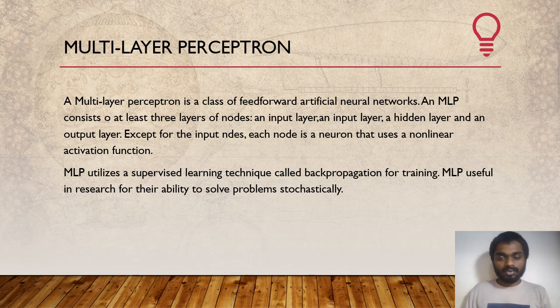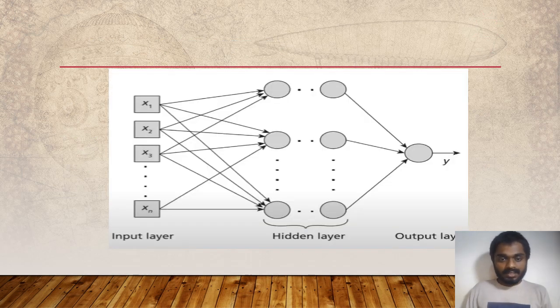Except for the input nodes, each node is a neuron that uses a nonlinear activation function. And this MLP utilizes a supervised learning technique called backpropagation for training. MLPs are useful in research for their ability to solve problems stochastically. This is the architecture of multi-layer perceptron.